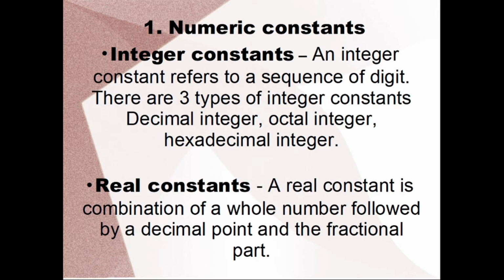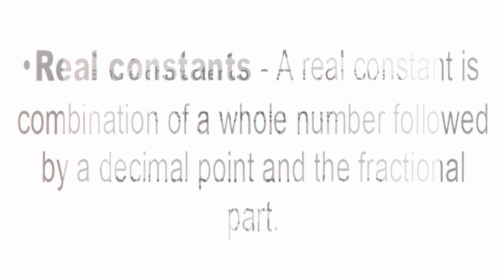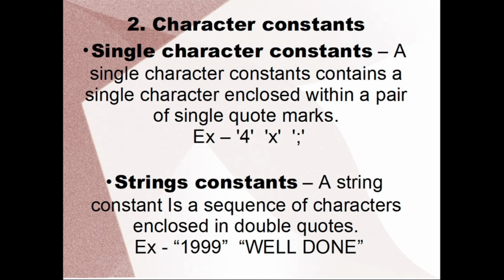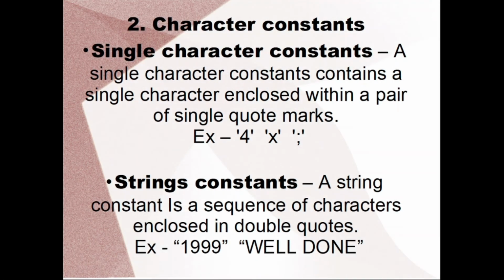Real constants. A real constant is a combination of a whole number followed by a decimal point and a fractional part. In character constants there are also two types: single character constant and string constants. A single character constant contains a single character enclosed within a pair of single quote marks. String constants. A string constant is a sequence of characters enclosed in double quotes.